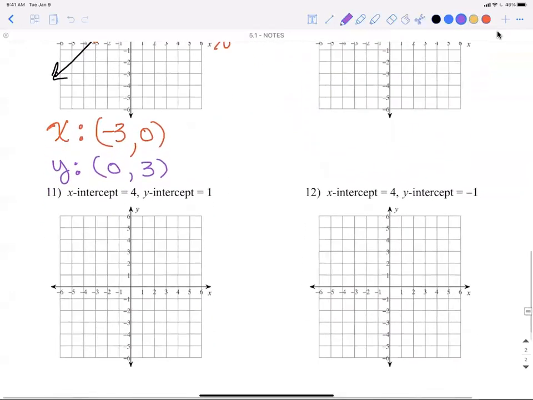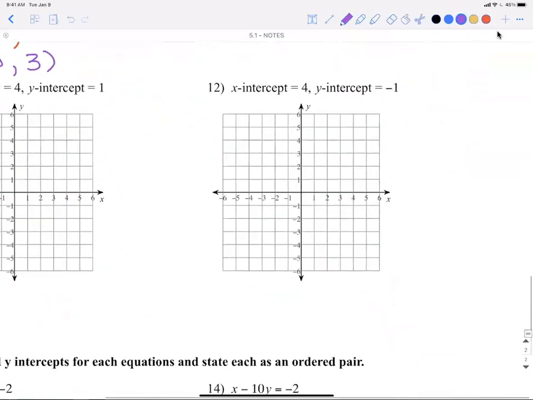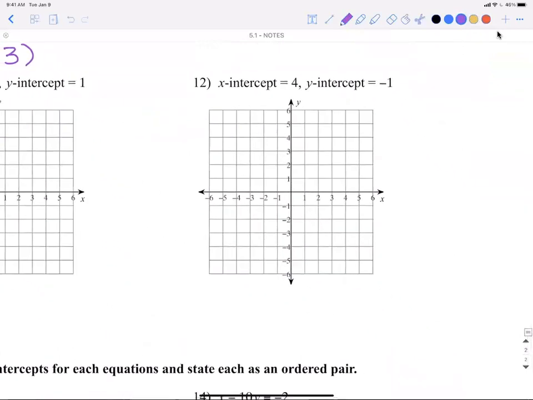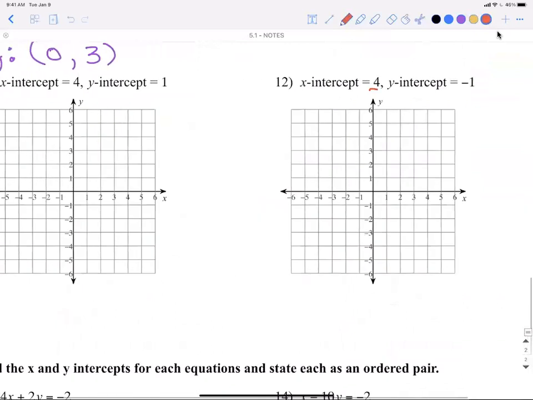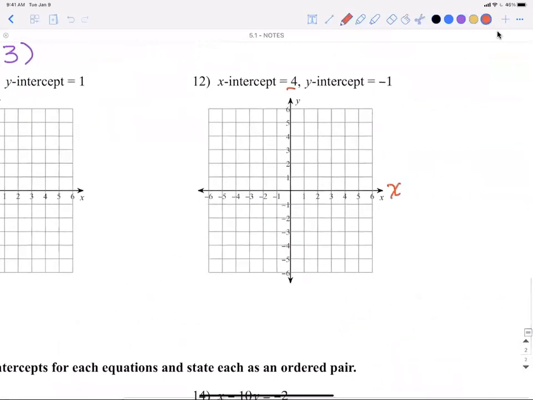So if we look at, for example, number 12, we'll skip the other two because I don't think we need to do 4 of these. First, we plot the X-intercept at +4. So we remember this is your X-axis. So we put a point at +4. Then our Y-axis is at -1. And then we draw a line connecting those. There is the graphing aspect of it.